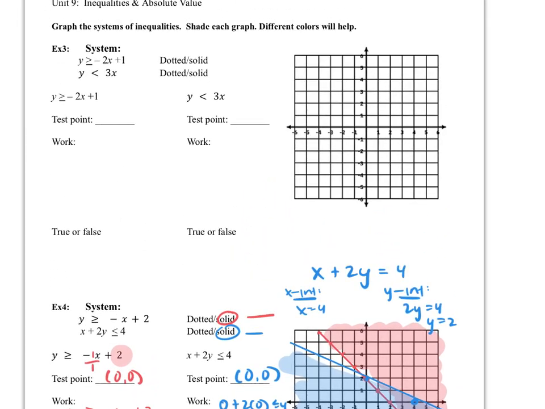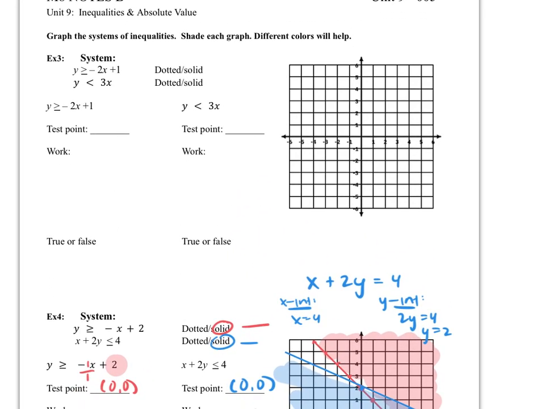So at this point, I'm going to have you try example 3. Both of these happen to be in slope-intercept form, so graph them by starting at the y-intercept and then rising and running. When you get to this one, be careful. Your test point won't be able to be 0, 0, because that's actually where your graph is going to start. So you'll have to pick another test point that's not on the line.